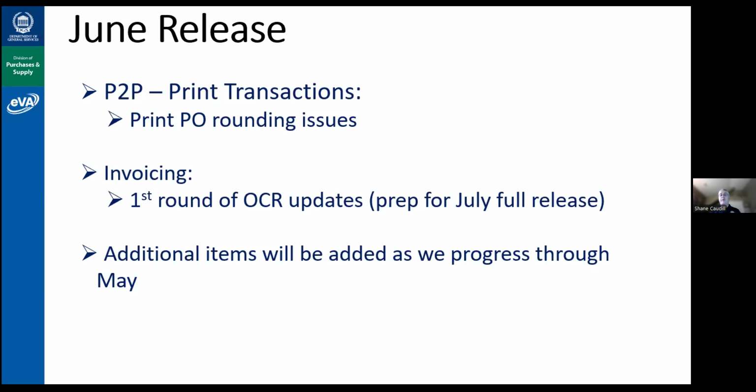And that's really prepping us for what's looking like the full July release, or getting our first OCR release into the July release. So you might see a couple rounds of smaller items going in June to prep us for that. And then I have a final note there. Additional items will be added as we progress through May. So this June list is going to grow.